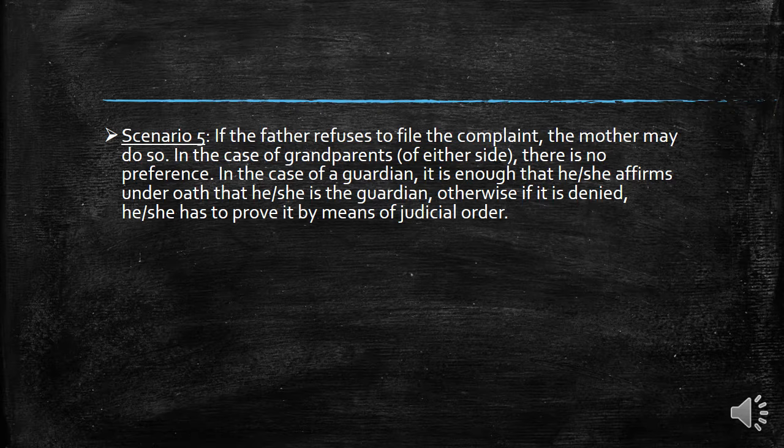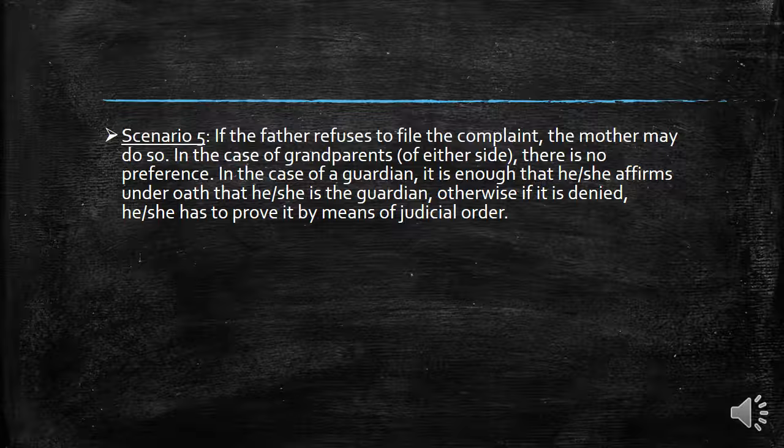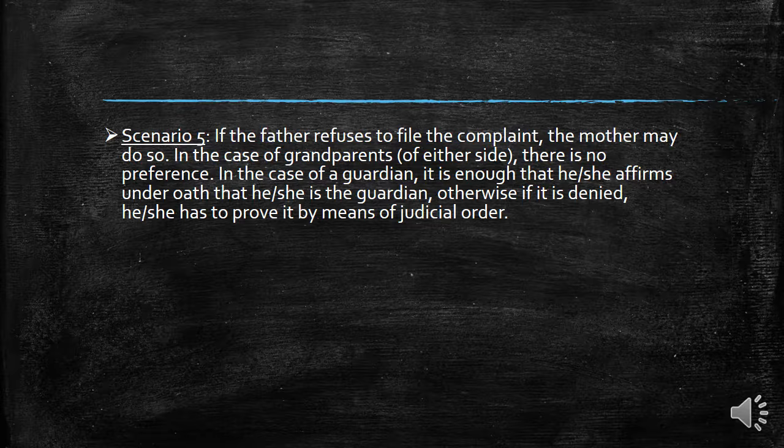Now, in the case of a guardian, it is enough that he or she affirms under oath that he or she is the guardian. Otherwise, if the minor denies such guardianship, then the guardian must prove the same by means of a judicial order. So he must present a judicial order showing that he was appointed as the legal guardian of the offended minor.